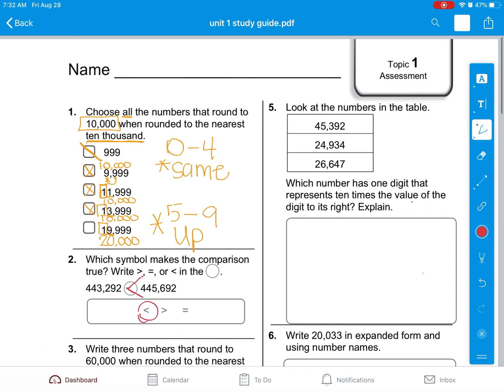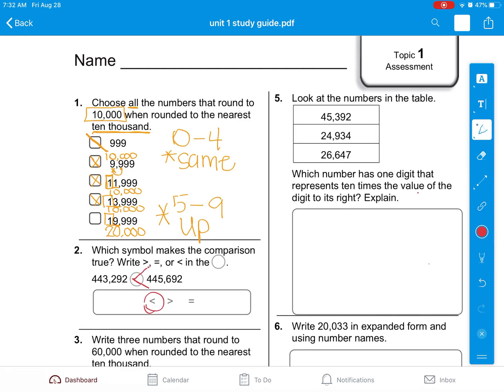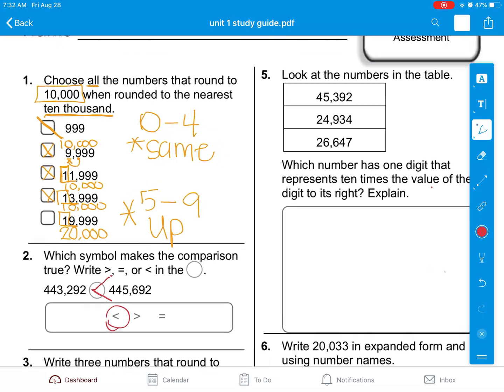Number 5. Look at the numbers in the table. You were finding the one that had one digit that represents 10 times the value of the digit to its right.